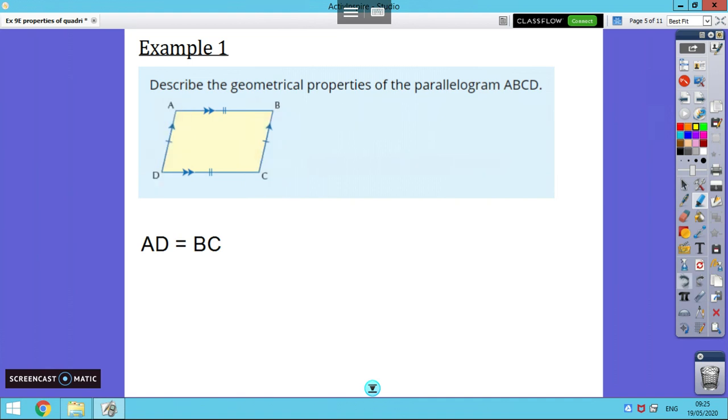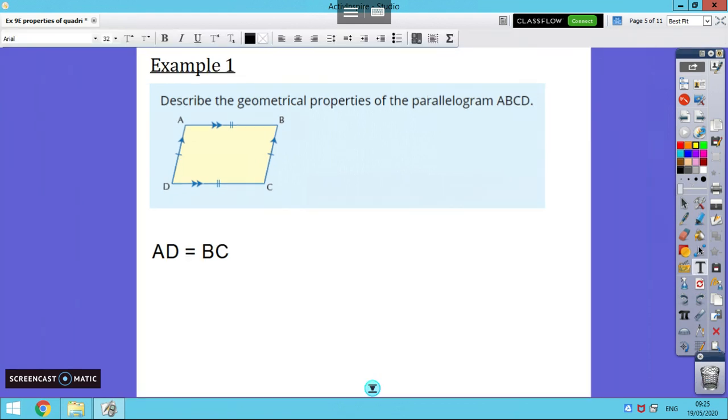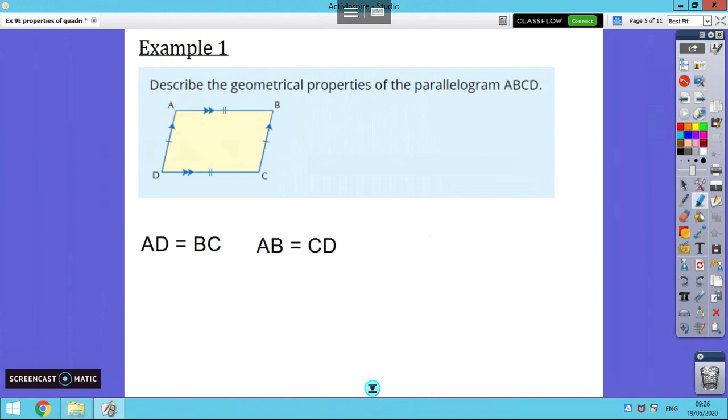Let's think about another one, because there's definitely another pair. AB is equal to CD. I'm going to highlight that pair of lines for you so you can see what I'm talking about. AB is equal to CD in length. So we've talked about the lengths there. We've got two pairs of equal sides.